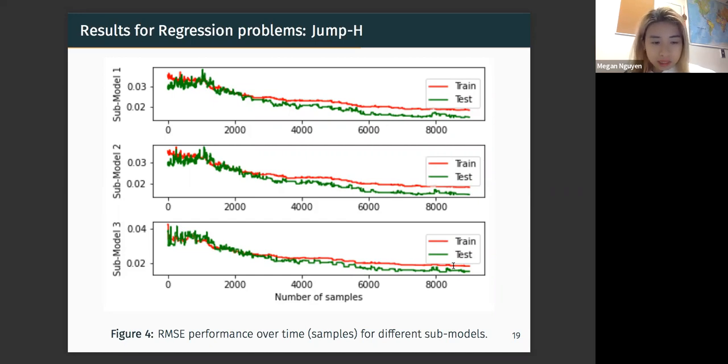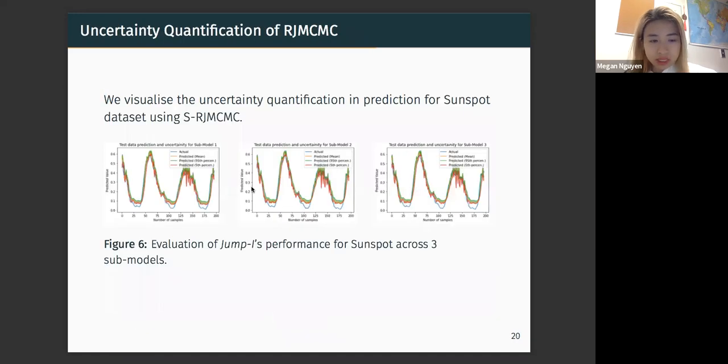And if you look at the results, we notice that using three jumps and exploring three different submodels, all these submodels in the end provide comparable predictive performance, with the training set around 0.03 and test performance around 0.03 as well. And to further demonstrate the idea that we want to quantify uncertainty, we also create some kind of visualization to show the uncertainty quantification in our prediction for our transport data set.